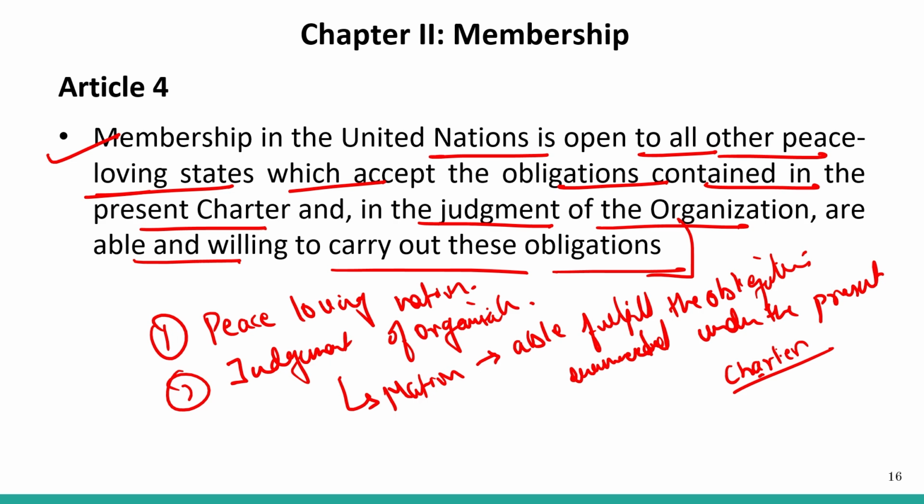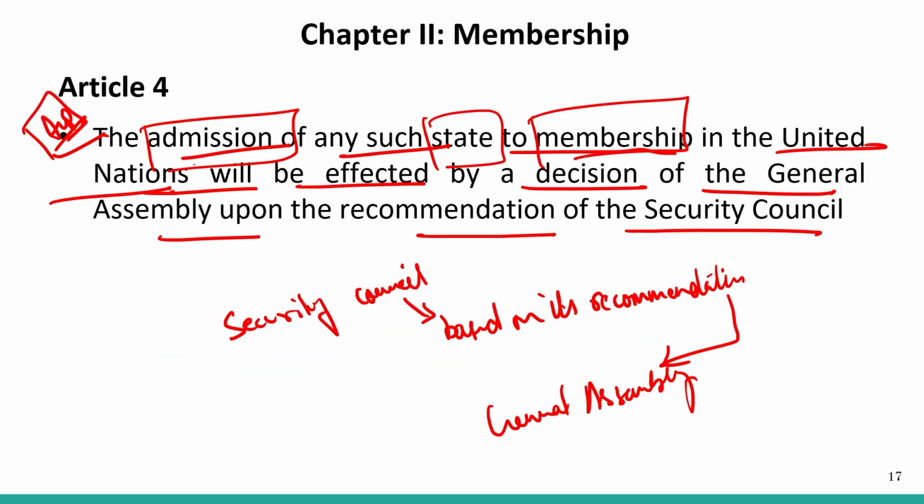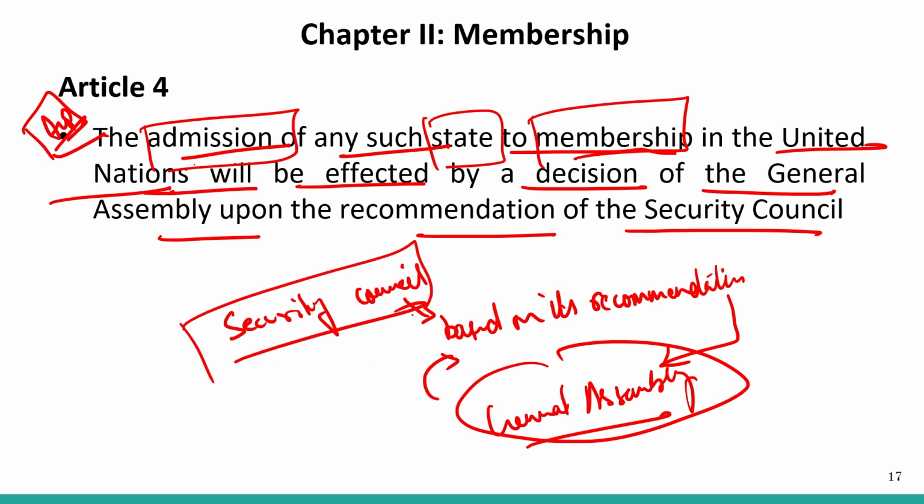When we talk about Article 4, it talks about the admission of such membership in the United Nations, which will be done by the decision of the General Assembly based on the recommendation of the Security Council.